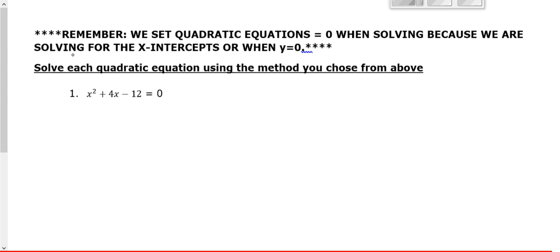So just another reminder, remember we set quadratic equations equal to 0 when solving, because we are solving for the x-intercepts, or when y equals 0. Okay, so we are going to solve each quadratic equation using the method you chose from above. These are the examples from above, and we're going to use the methods that we suggested. On this first one, we're going to use factoring. My coefficient is 1, and I'm going to set up my area model to factor.